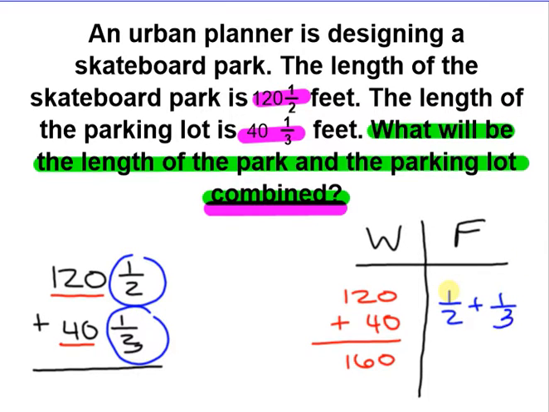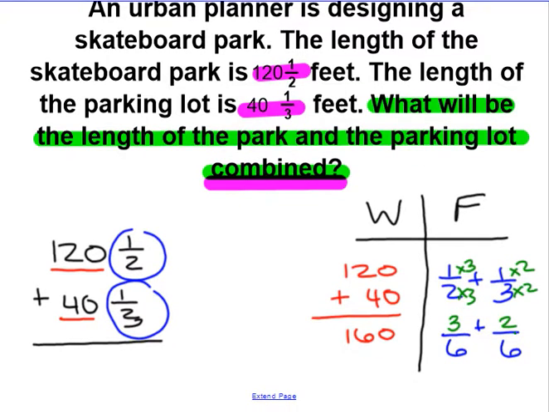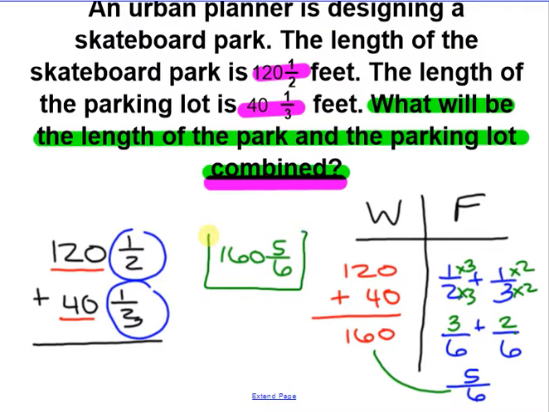1/2 plus 1/3. So I'm going to need a common denominator, which is going to be 6. So 2 goes into 6 3 times. So 1 times 3 is 3. 3 goes into 6 2 times, so 1 times 2 is 2. All right, so 3 plus 2 is 5, and I keep my 6, and I'm going to marry the 2 together. So combined, the length is 160 5/6 feet.